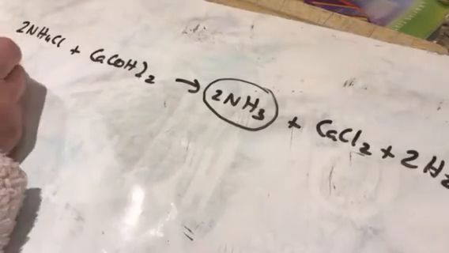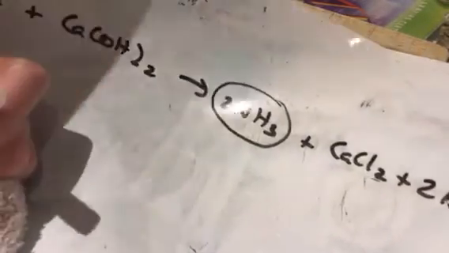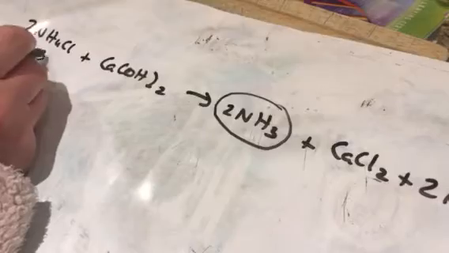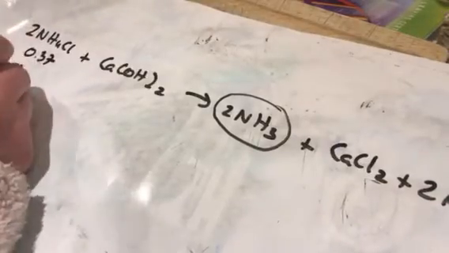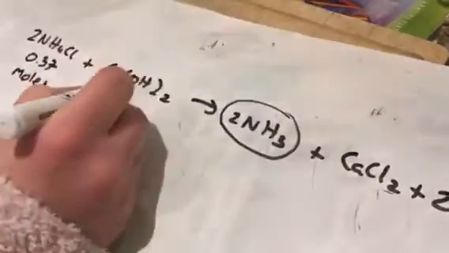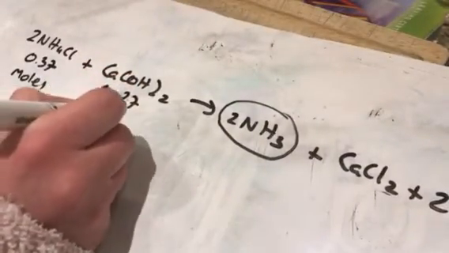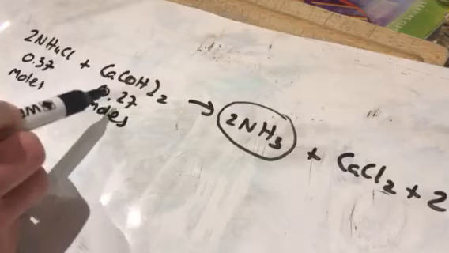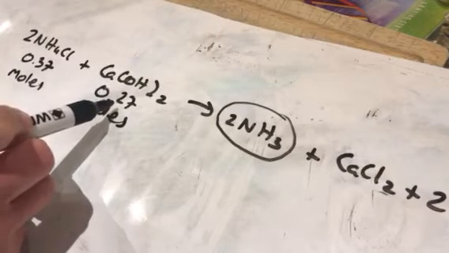So let's write down our moles again. It's 0.37 moles of that, and 0.27 moles of our calcium hydroxide. This is our limiting reagent. This is going to determine how much product we make.